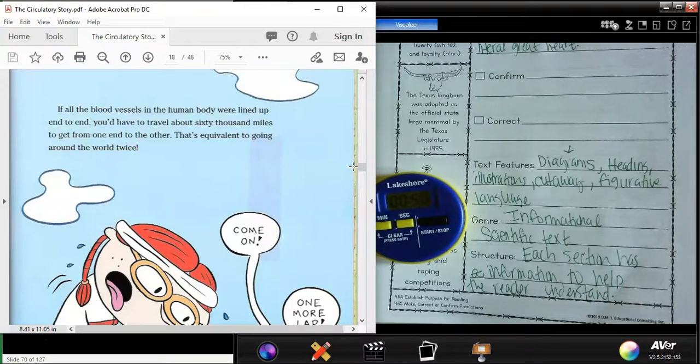Now, you are going to have a mid-module on September 11, which is in about 2 weeks. So September 11 is going to be your mid-module 1. Your mid-module 1 is going to have information about the circulatory story, and it's going to have information about one of the biographies. So it's very, very important that you're able to differentiate between a biography and informational text. You have 20 seconds.